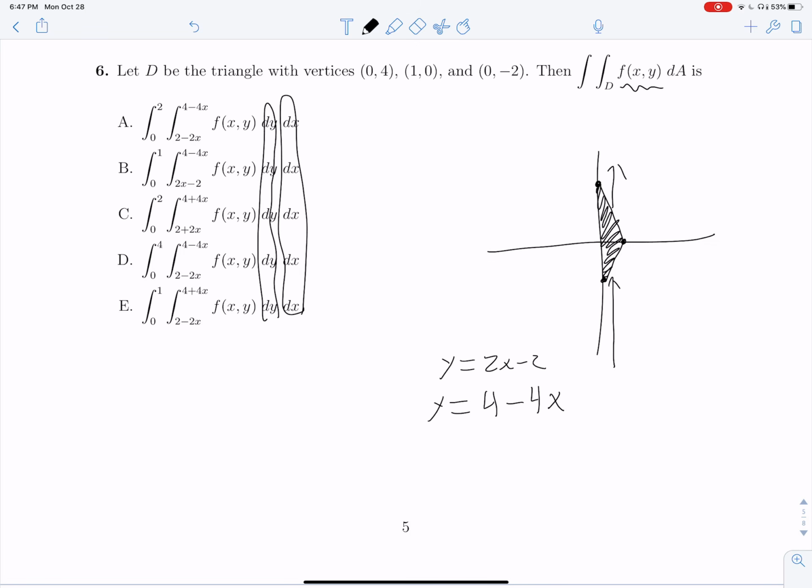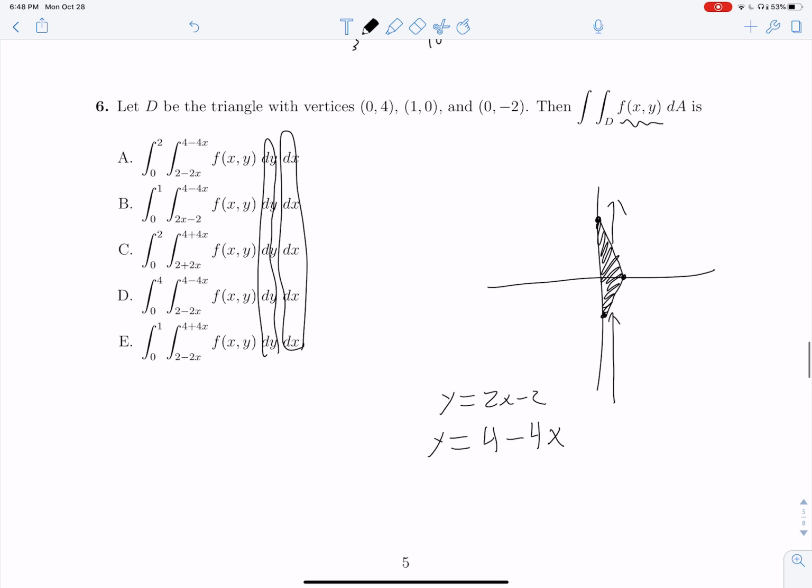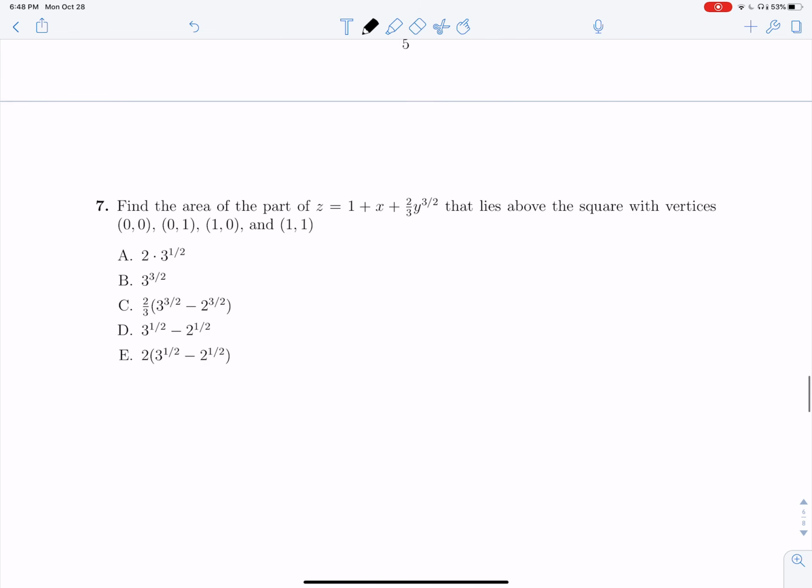And so if we go in here, I bet we can knock some of these choices out. We want our lower bound to be 2x minus 2. That's not that. Neither is that. Neither is that. That's good. And that's bad. So we already have our answer, but let's make sure it also agrees with everything else. 4 minus 4x, and x running from 0 to 1. Yep, we agree with all that, so B it is.